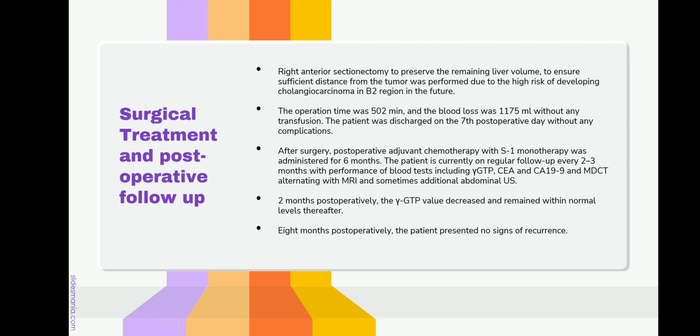After surgery, post-operative adjuvant chemotherapy with S-1 monotherapy was administered for 6 months. The patient is currently on regular follow-up every 2 to 3 months with blood tests including gamma GTP, CEA and CA19-9, and MDCT alternating with MRI and sometimes additional abdominal ultrasonography. 2 months post-operatively, the gamma GTP value decreased and remained within normal levels thereafter. 8 months post-operatively, the patient presented no signs of recurrence.